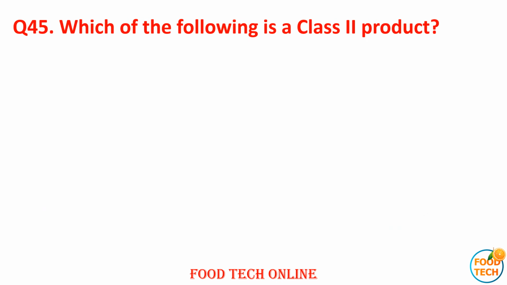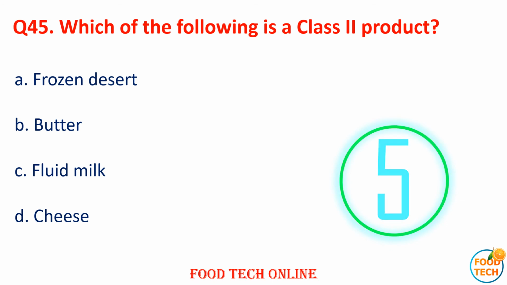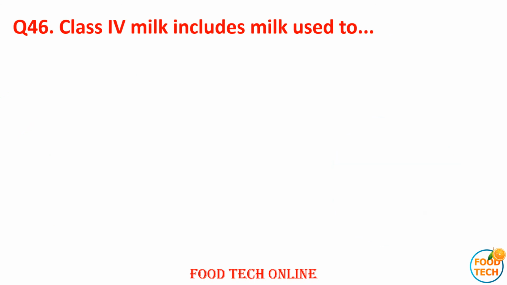Question 45. Which of the following is a class 2 product? A. Frozen dessert, B. Butter, C. Fluid milk, D. Cheese. Answer C. Fluid milk.